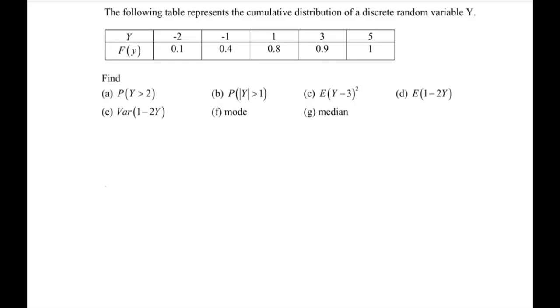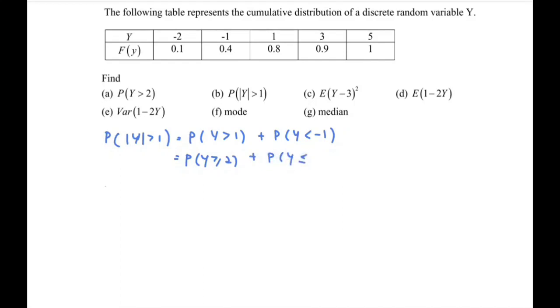Next, kindly refer to B. We have the probability modulus of y greater than 1. So kindly define the situation. We have the probability that y greater than 1 or the probability that y less than -1. So that will be the definition. Based on the situation, modify it: the probability that y greater than or equals to 2 plus the probability that y less than or equals to -2. So based on the situation, we have y greater than or equals to 2.